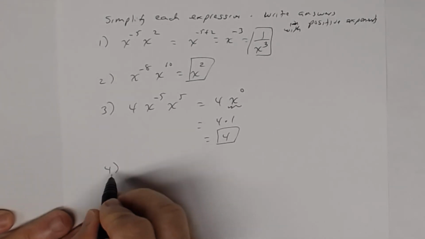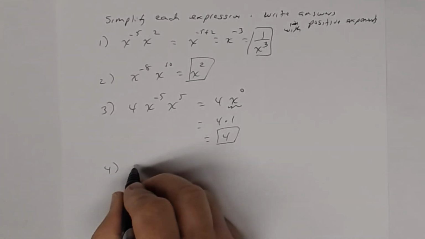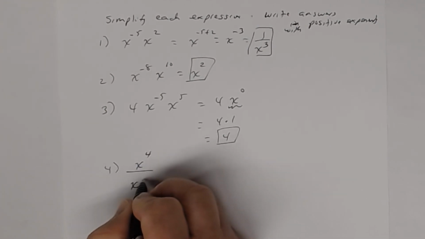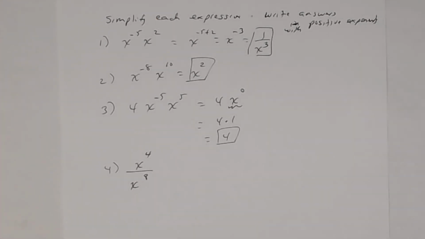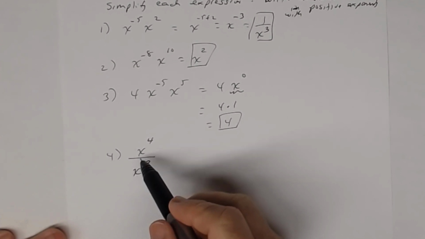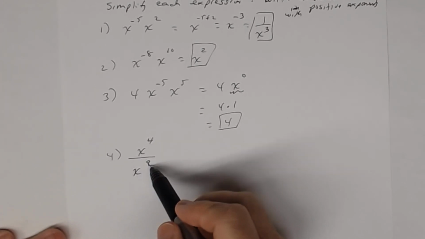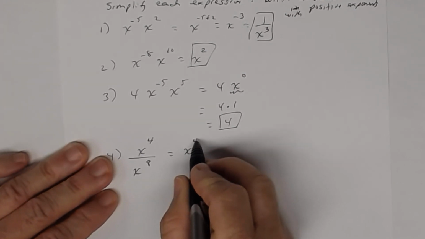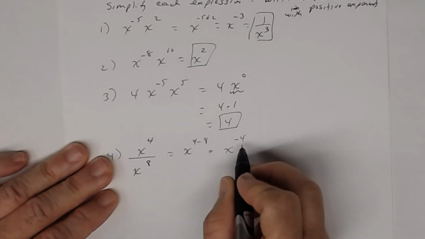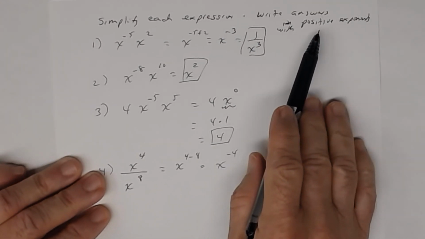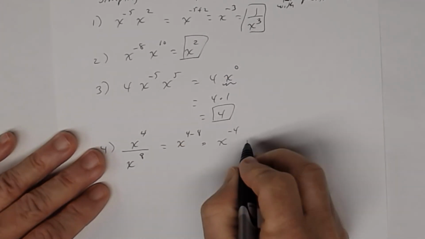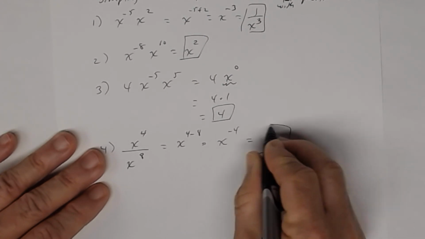All right, so number 4. What if you had x to the 4th divided by x to the 8th? So I'm going to use the quotient rule this time. So the quotient rule says when you divide like bases, you subtract exponents. So this becomes x to the 4th subtract 8. But remember, 4 subtract 8 is a negative 4. So I get x to the negative 4, but remember that you want your answers written with positive exponents, so that takes us back to something like number 1. So x to the negative 4th is 1 over x to the 4th.